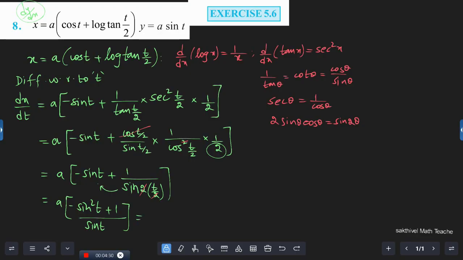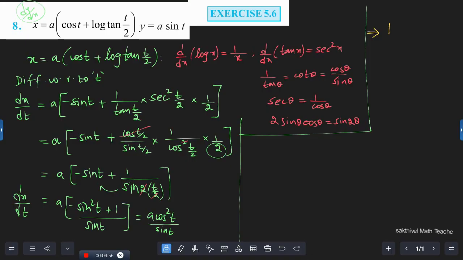What do you think about 1 minus sin square? Yes, cos square t divided by sin t, which we will leave as it is, later we'll use it. This is our required answer for dx divided by dt. Now let's go to y.